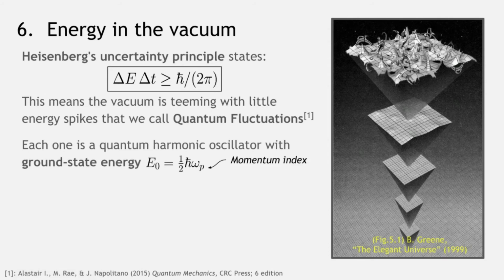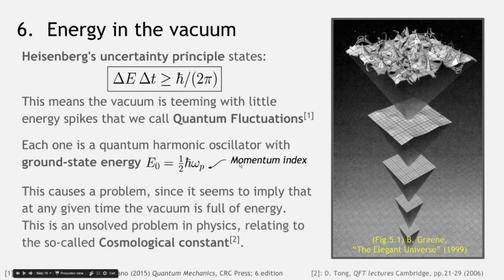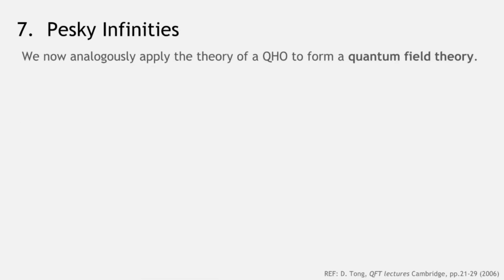So each quantum fluctuation has its own frequency, and thus its own ground state energy, which we will index with a continuous momentum to identify them all. This means that as we transition to the field theory, the ground state energy of the whole vacuum will be an infinite sum over infinite frequencies. This would seem to give rise to an infinite amount of energy in empty space. So how do we deal with these pesky infinities?